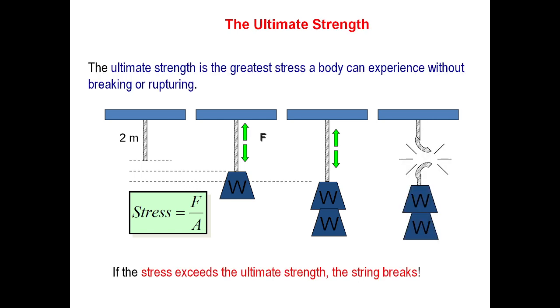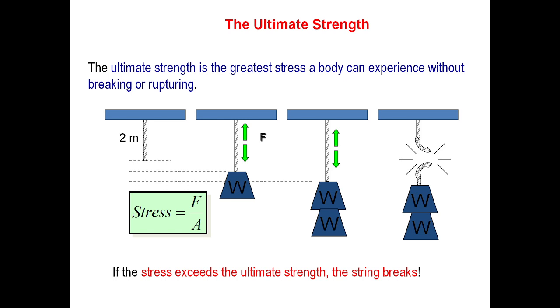The ultimate strength, the final strength. The ultimate strength is the greatest stress a body can experience without breaking or rupturing. Greatest means the most stress the body can experience. In the same way, first take a wire of 2 meter. One end is hung, and the other end is loaded with a weight hanger. Weight is added so that the wire expands. Before the wire breaks, you have to note the ultimate strength of the wire.